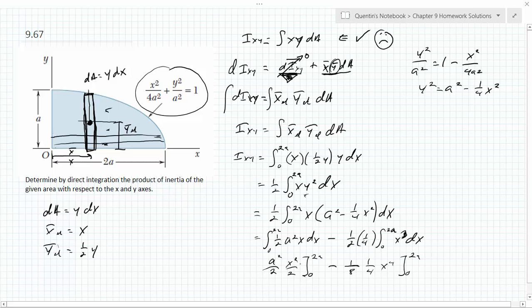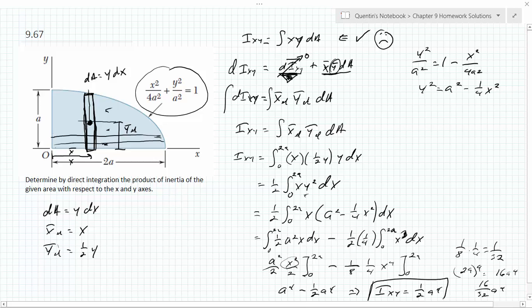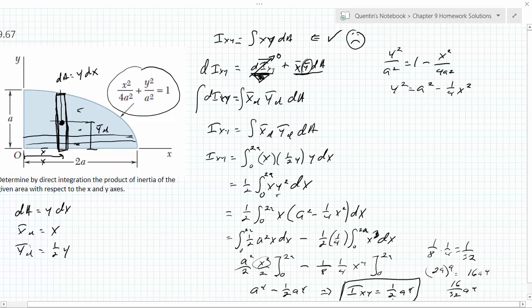If you look, 2a quantity squared is 4a squared, so the first term ends up being a to the 4th. And then 1/8 times 1/4 is 1/32, and 2a quantity to the 4th is 16a to the 4th, so it's 16 over 32 a to the 4th, which is 1/2, so this is minus 1/2 a to the 4th. Therefore, IXY is 1/2 a to the 4th. And that is our answer.